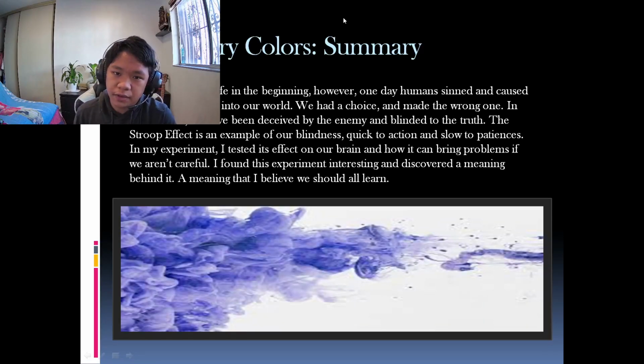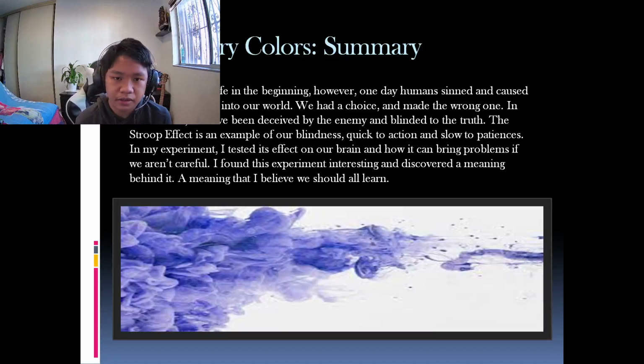God has given us life in the beginning, but one day humans sinned and caused mortal life and evil into the world. We had a choice and we made the wrong one. In our lifetime, we have been deceived by the enemy and blinded to the truth. The Stroop effect is an example of our blindness: quick to action, quick to react, and slow to patience.